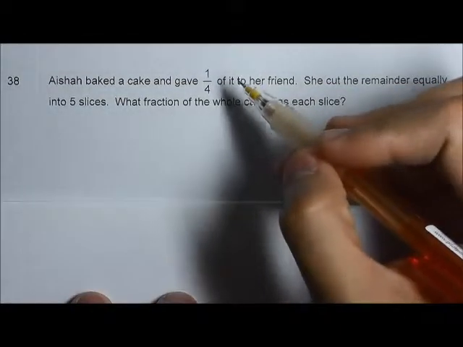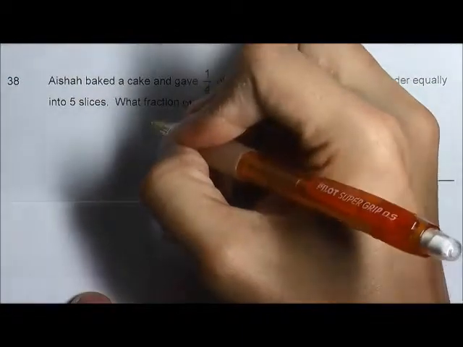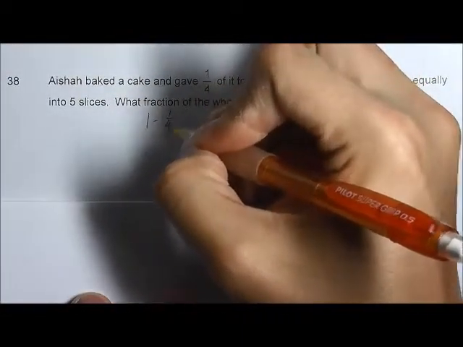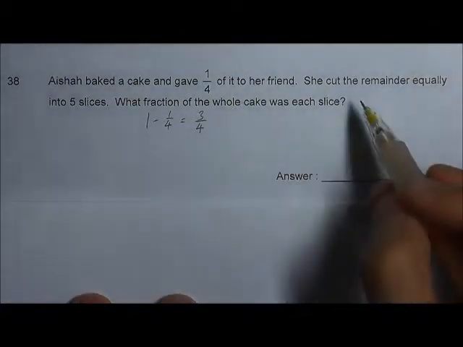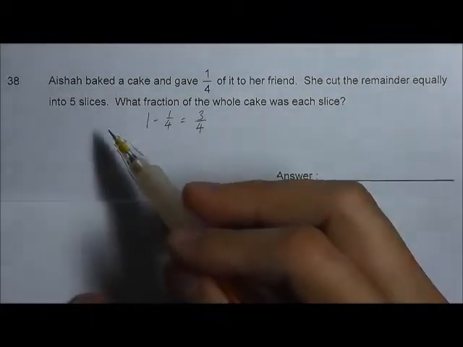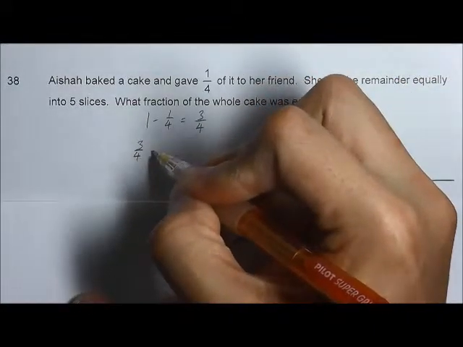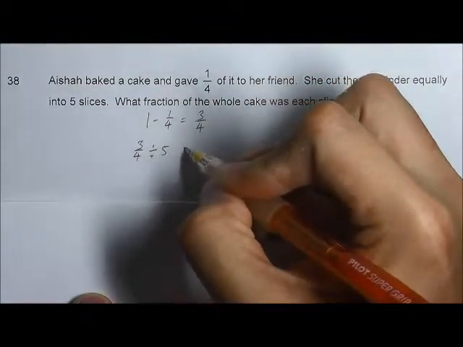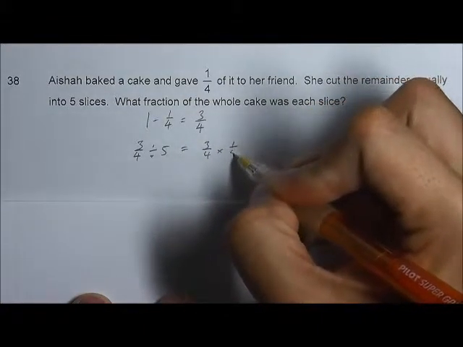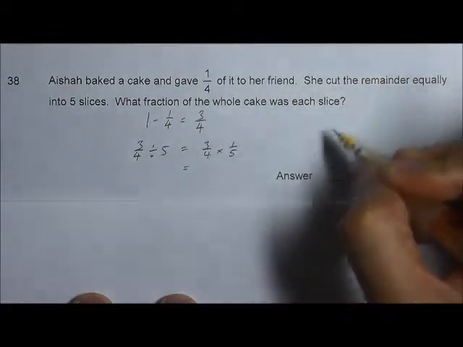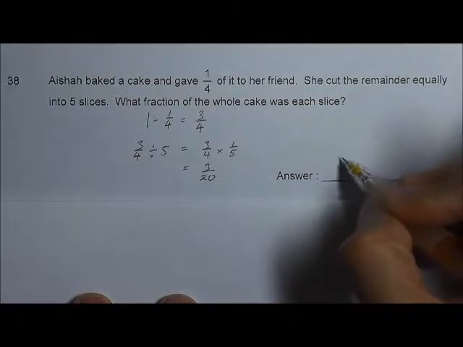Okay, Aisha gave 1/4 of the cake to her friend, so she has 1 minus 1/4, which is 3/4 of the cake left. And she cut the remainder equally into 5 slices. So this 3/4 we have to divide by 5. So it's equal to 3 over 4 multiplied by 1 over 5. So each slice is actually 3 over 20 of the whole cake.